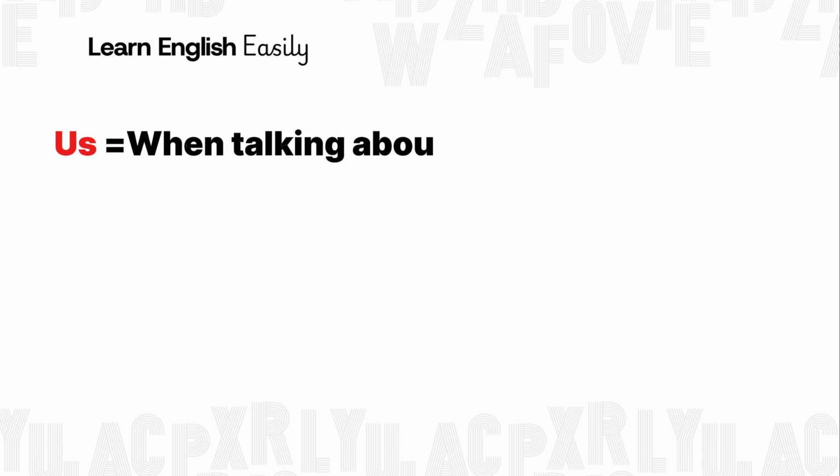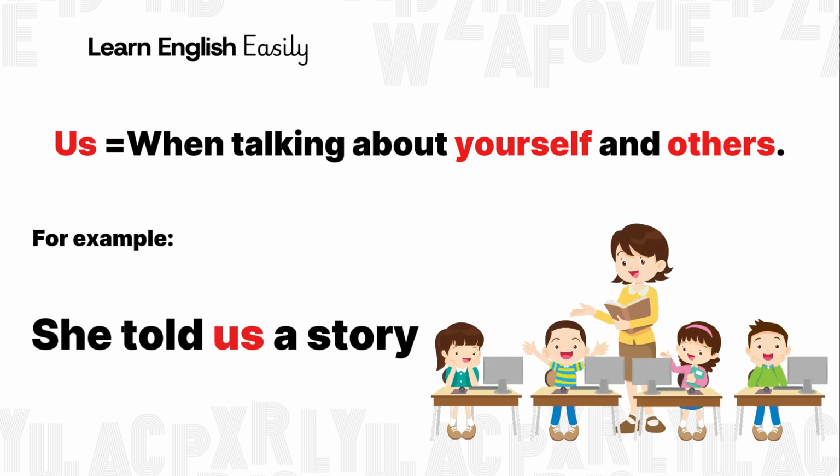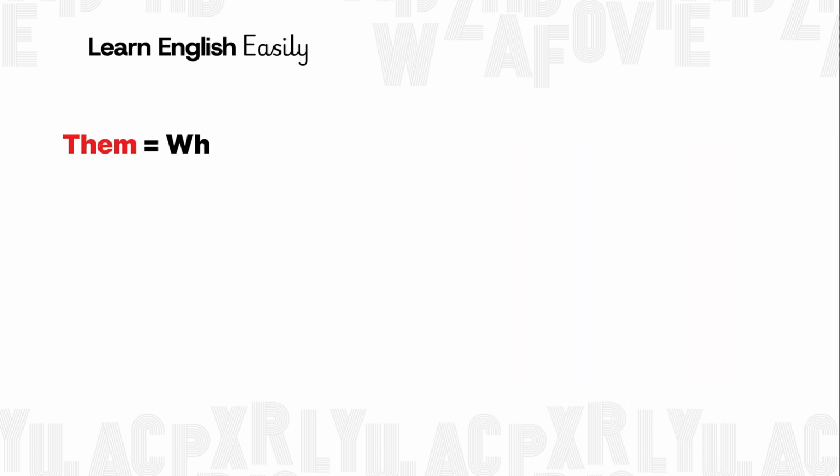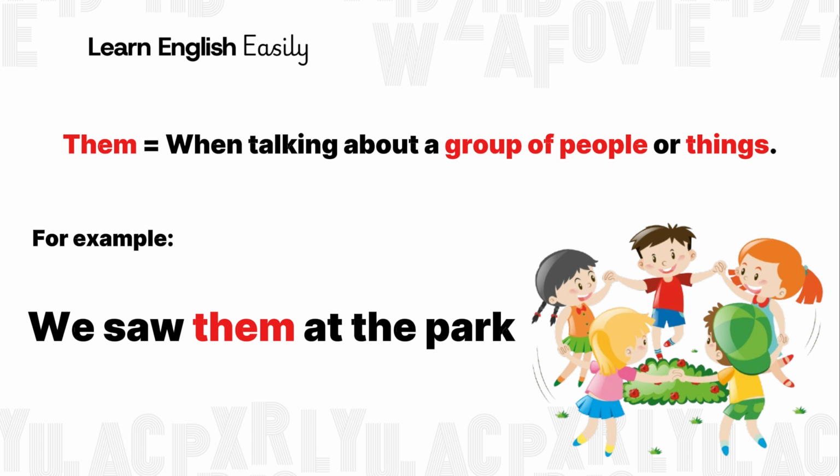Us, when talking about yourself and others. For example, she told us a story. Them, when talking about a group of people or things. For example, we saw them at the park.